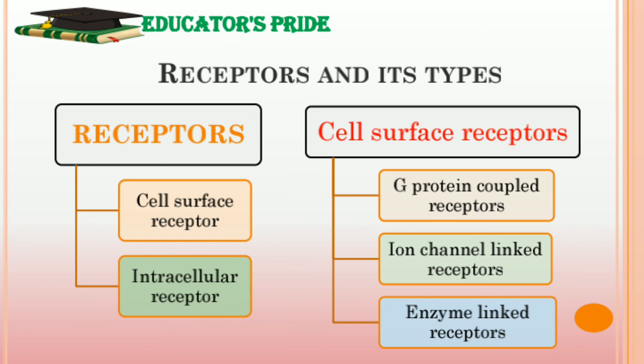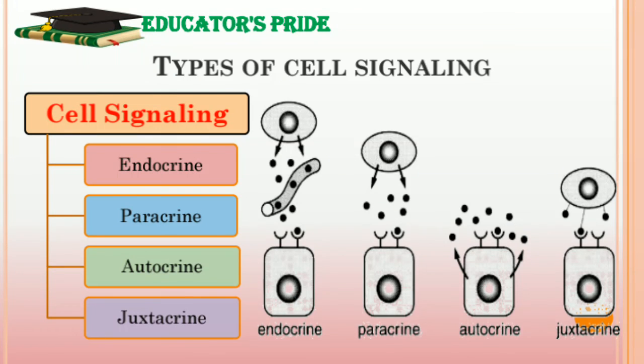Now, the types of cell signaling. Cell signaling is mainly divided into four categories. First, endocrine signaling. Signal molecules like hormones are secreted by specialized endocrine cells and carried through the circulation to act on target cells at distant body parts.